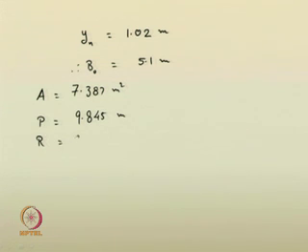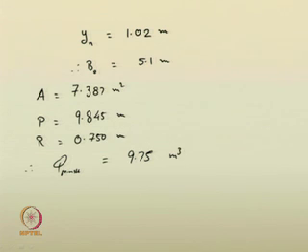R is equal to 0.750 meter. Therefore, Q permissible is found to be 9.75, Q max. Still this is less than the required one. So, we have to again alter the design.